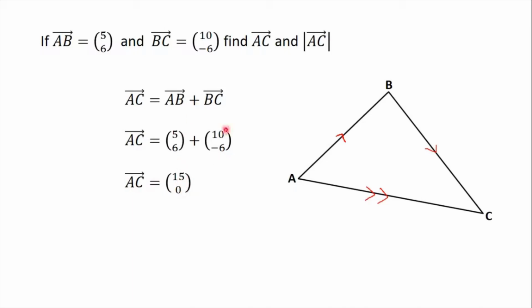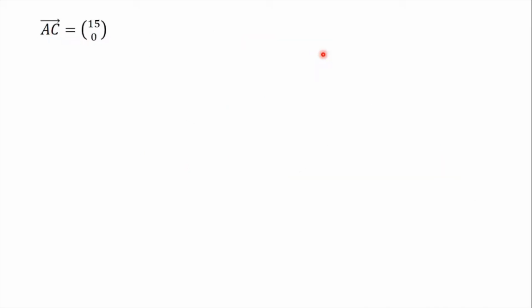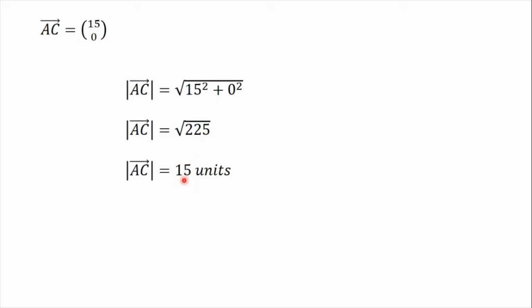The question says that we should find the magnitude of vector AC. In the video on finding the magnitude of a vector, we saw that the magnitude of vector AC is equal to the square root of x component squared plus y component squared. So the x component is 15, so 15 squared, plus the y component is 0, so 0 squared. The magnitude of vector AC is equal to the square root of 225, which will give us 15. So the magnitude of vector AC is equal to 15 units.